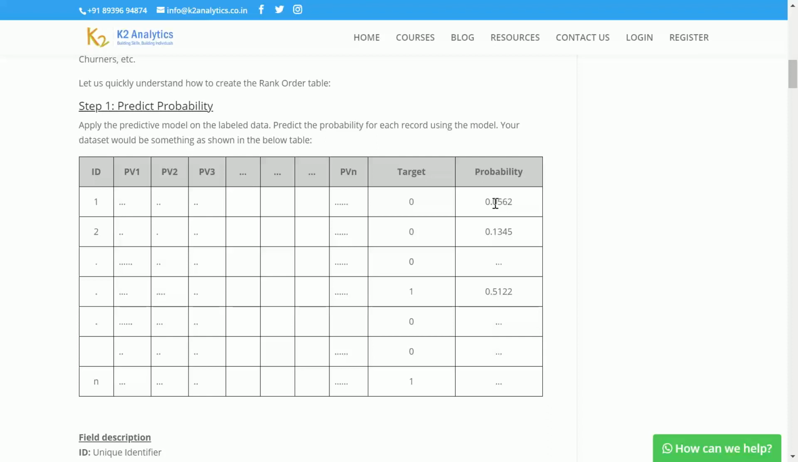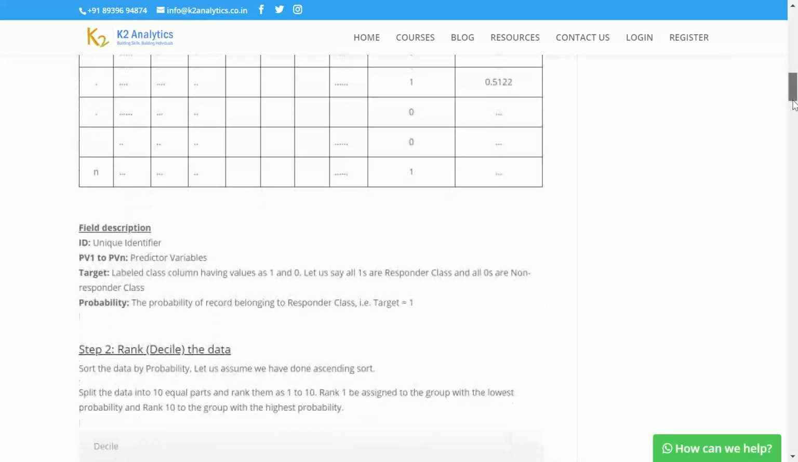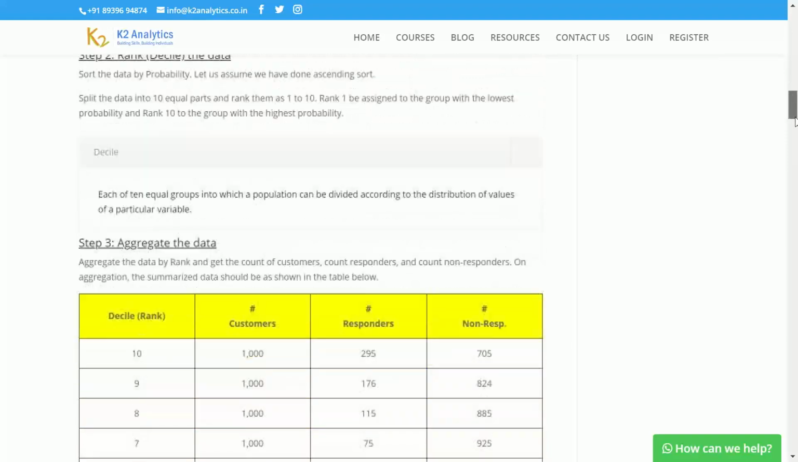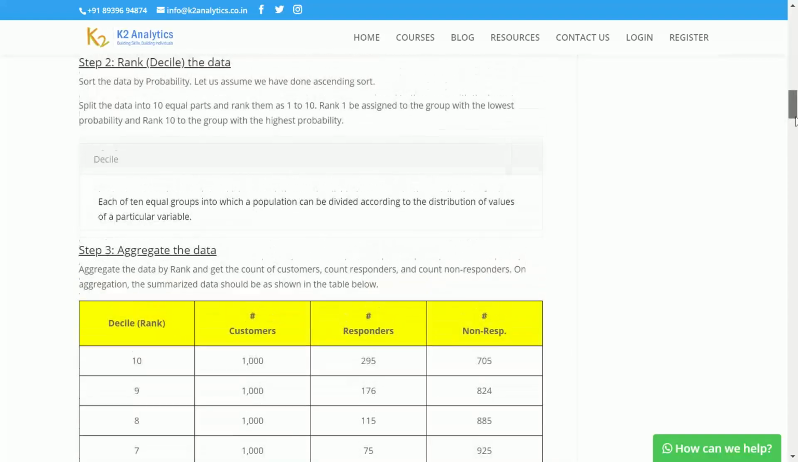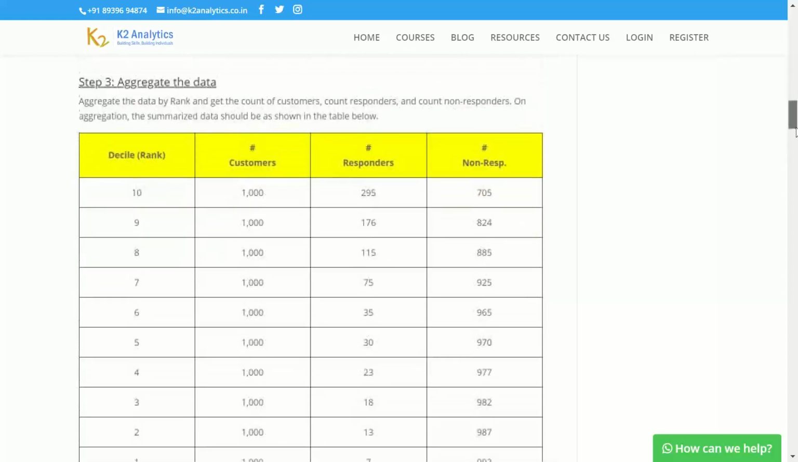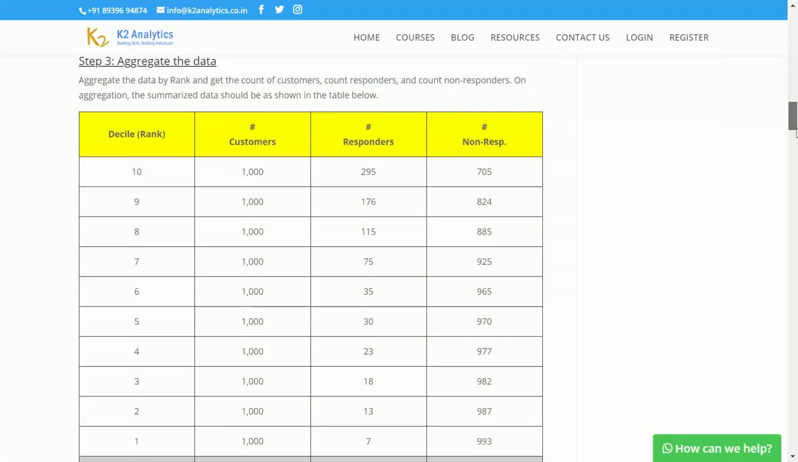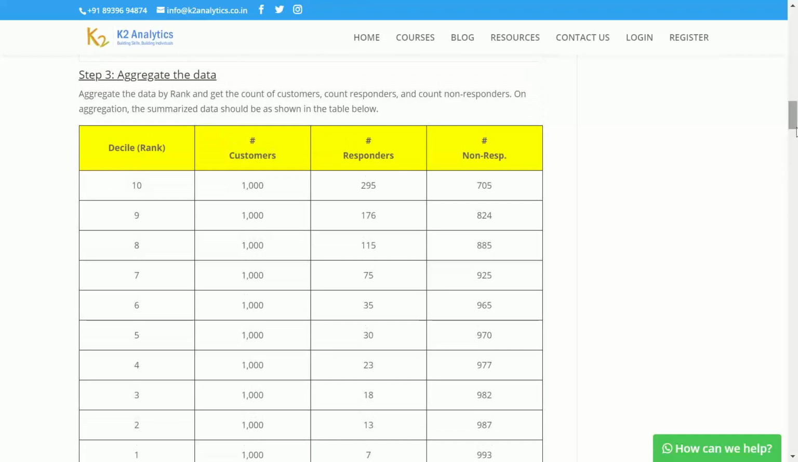The data where I have the lowest probabilities, I'll mark them as 1. Then the next set of 10% of records, I'll mark them as 2, 3, 4, and so forth, till I have all the data ranked. So we are creating a ranked data set, 1 to 10. Having ranked the data, we will aggregate. So here is my aggregated data set.